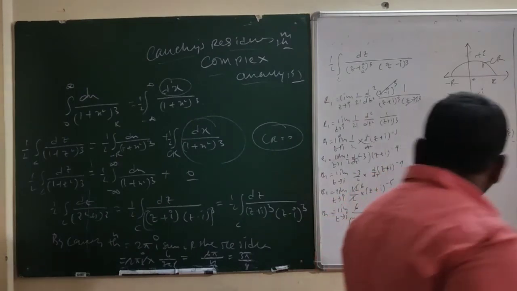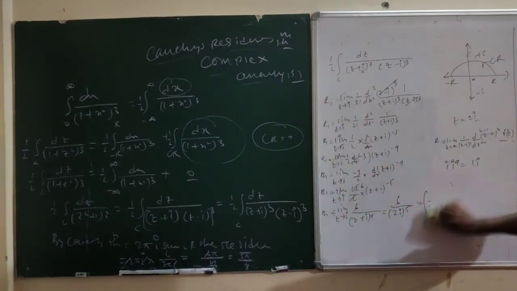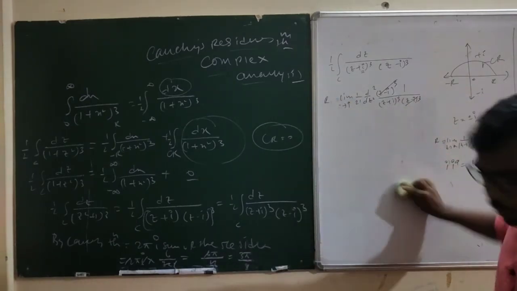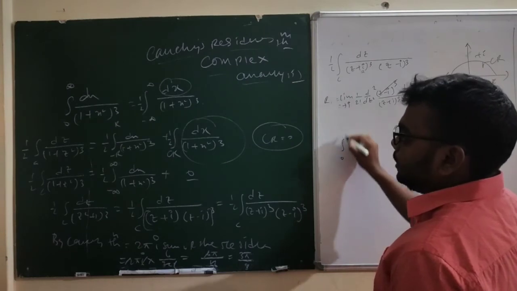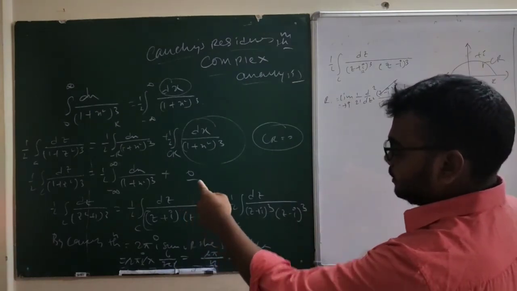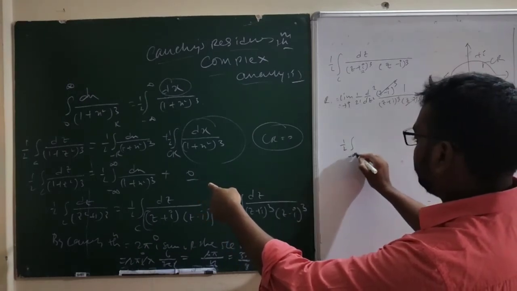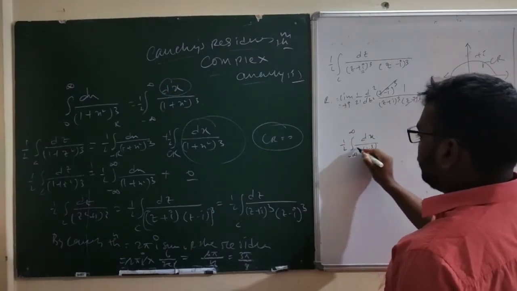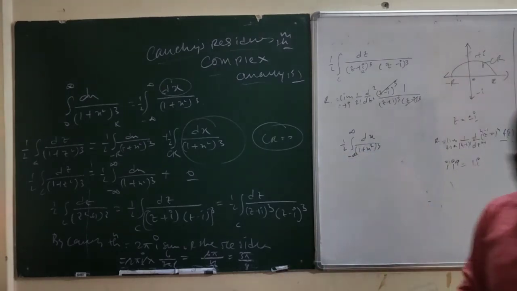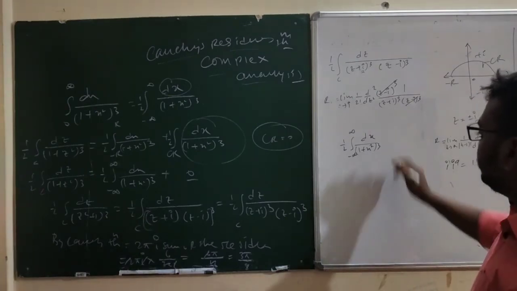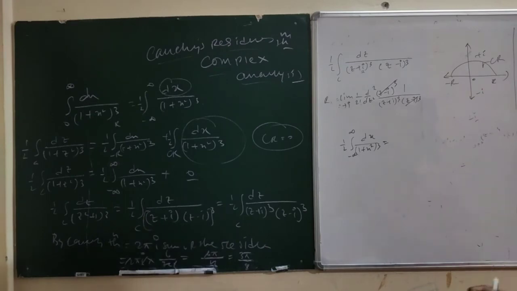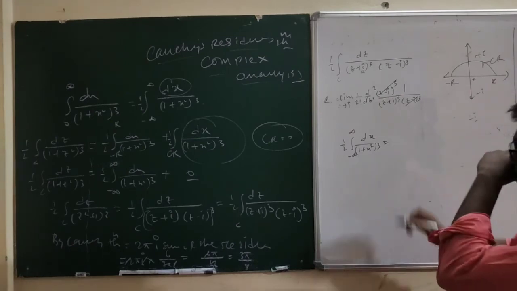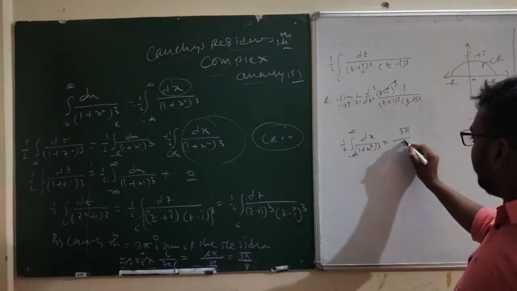I'm just writing it here. So we get the integration from minus infinity to infinity of dx upon (1 plus x square) to the power 3, which is equal to 3 pi by 8.